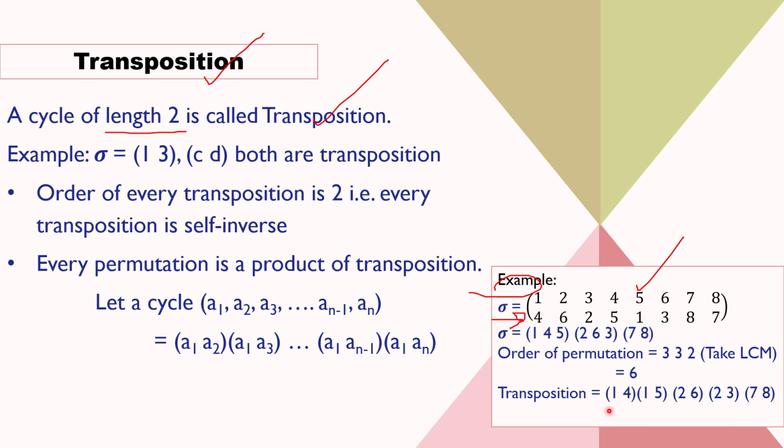So you converted this into transpositions of length 2, 2, 2, right? So these are the transpositions of this permutation. The main thing is the length of the cycle is 2 in each of these. All right. Now, the order of every transposition is 2, because length and order are the same, right? That is, every transposition is self-inverse. Every permutation is a product of transpositions. So here we can see clearly that this permutation is a product of transpositions. All right.